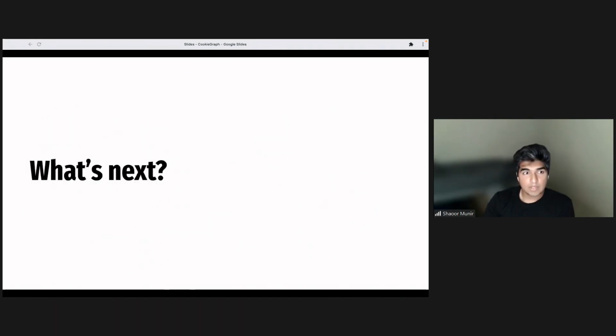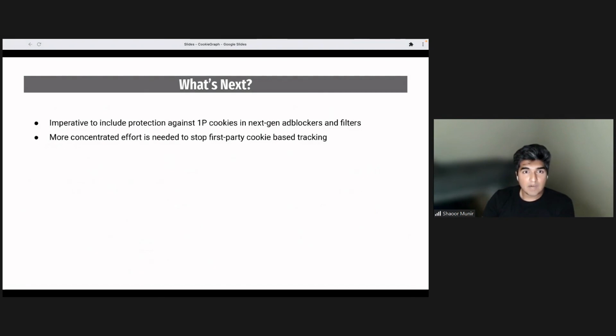So in conclusion, our study has shown that first-party cookies play an important role in the next stage of online tracking, and we believe that it is imperative to include protection against first-party cookies in any next-gen ad blockers and filters which aim to ensure that users control their own online presence. As a community, we have a strong history of using filter lists to block tracking resources. Our results have clearly shown that it is indeed possible to not only detect, isolate, and block first-party tracking cookies without causing any major website breakage. It is actually a more user-friendly approach to restrict tracking activity.